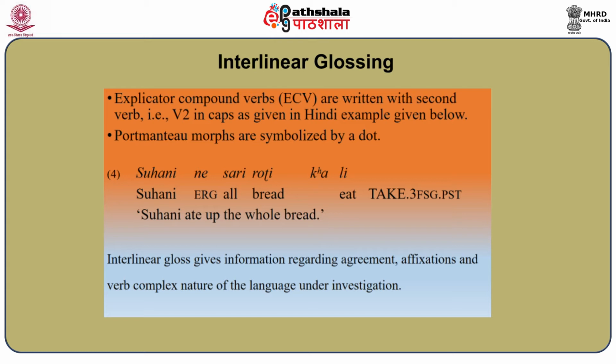Suhani ne sari roti khali. Now there are two verbs at the end of the sentence, khana and lena, that is kha and li. Li is in past tense, and this V2 phenomenon, that is of the explicator verb, when you write the interlinear gloss, has to be written in capital letters. So the moment you see a capital letter in the sentence, you know there is a V2 phenomenon occurring here.